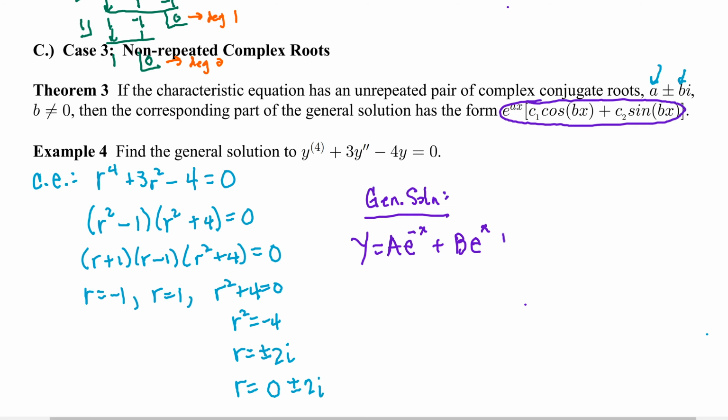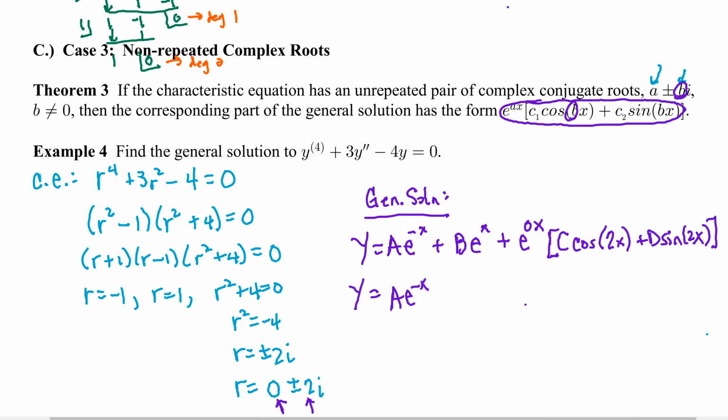We are going to follow this new pattern to work with our complex conjugate roots. So we're going to have plus e to the ax. A in this case is the real part of my complex solution, 0x, times, now I just need an arbitrary constant here. I'm just going to use c times cosine of bx. Remember, b is the coefficient of the complex part of our solution. So c cosine 2x plus d sine of 2x. And of course, we could simplify that a little bit. A e to the negative x plus b e to the x plus c cosine of 2x plus d sine of 2x.